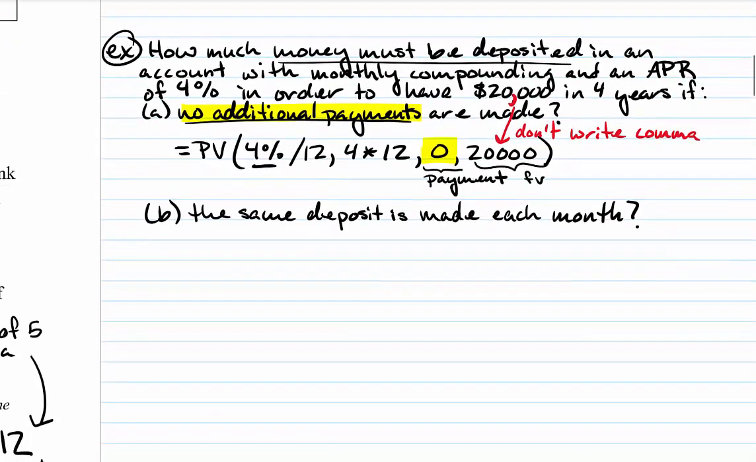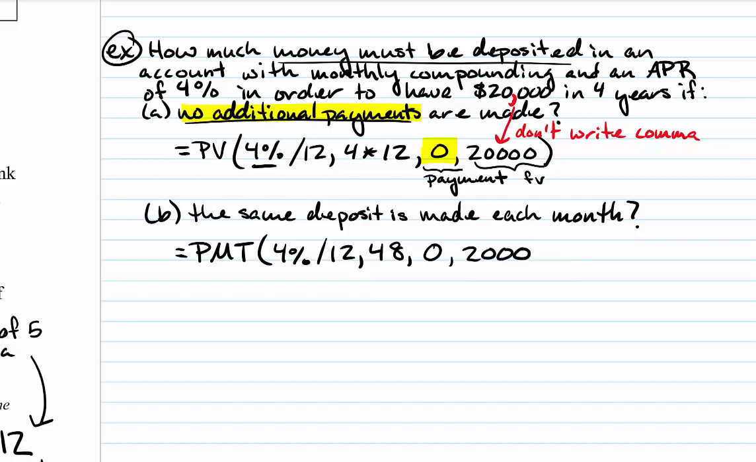Next, what if that same deposit that we're trying to figure out, we don't know how much we need to deposit, what if we make a deposit every single month? What will that deposit be to achieve this goal? Since that's a payment that we would make each month, you use the payment function, PMT, and we still have the 4% divided by 12. We still have 48 for the nper. This is not changing. We don't have any present value. That's that 0 now. And our future value is 20,000.